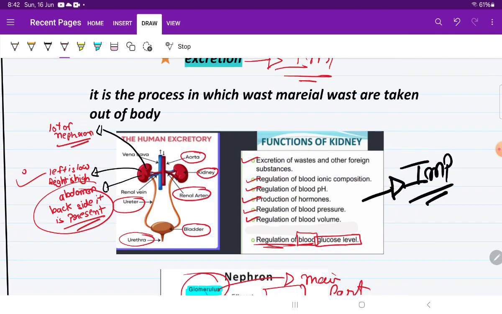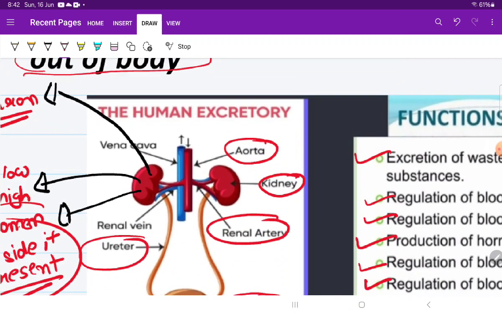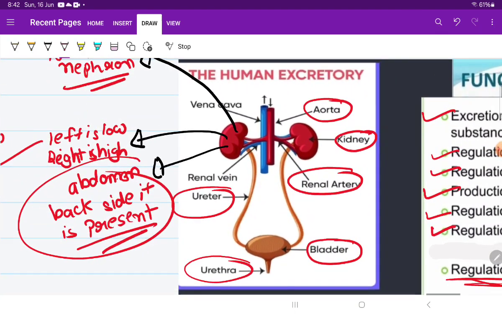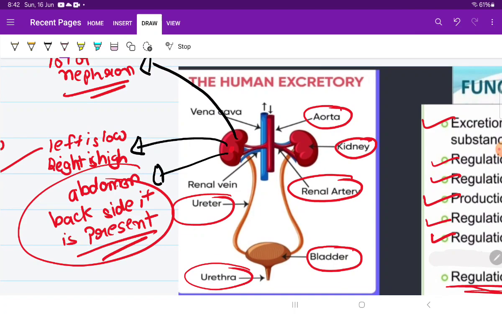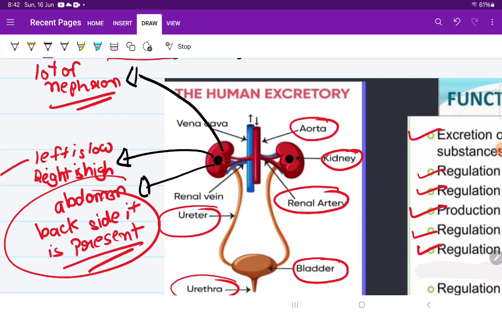Now first of all let's see the definition of it. The process in which waste material is taken out of our body is called excretion. First of all let's see our diagram. There are two kidneys. Let's take a black pen. There are two kidneys, 1 and 2. There is an aorta, which carries the oxygenated blood.